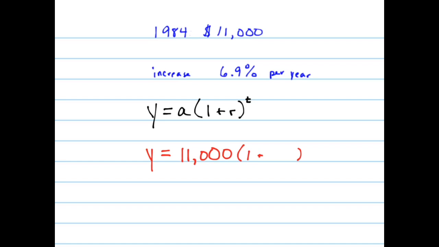0.069. We base it off the 6.9% and we convert it to a decimal, 0.069. And then T is our variable for time. Because we're just writing the function, our function has to have an output variable and an input variable. So you can just simplify this to y equals 11,000 times 1.069 to the t. Okay, that's our function. That's what would allow us to find the value of the car during any time frame after 1984.